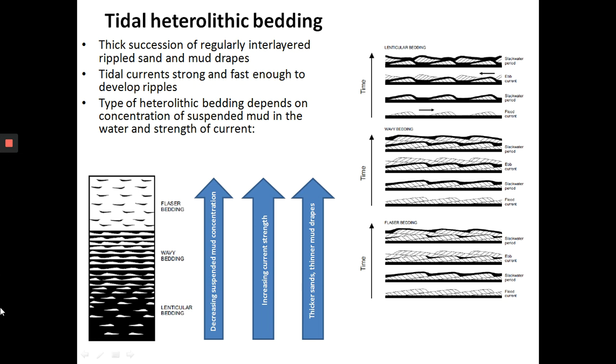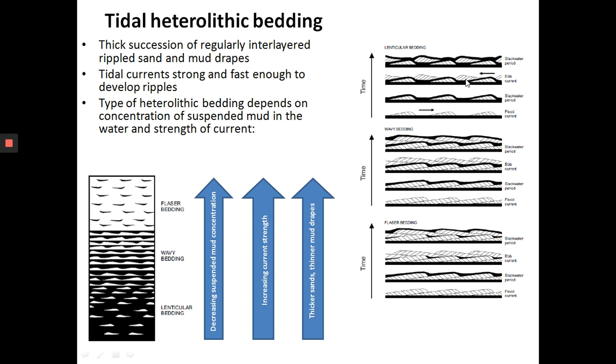Now, the next type of tidal facies that we will be talking about are what we call tidal heterolithic beds. Okay, so these are thick successions of regularly interlayered, rippled sand and mud drapes. So the process of development is very similar to tidal rhythmites. Okay, so during the flood and the ebb current, you get development of a sand layer.